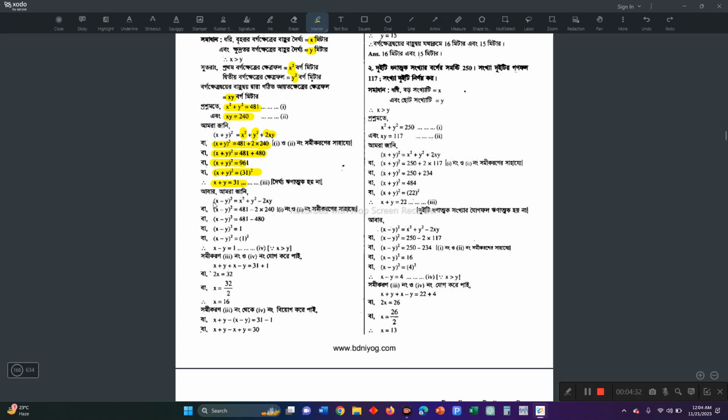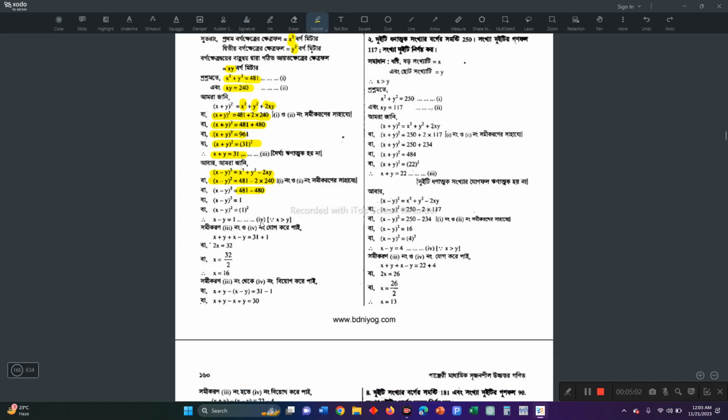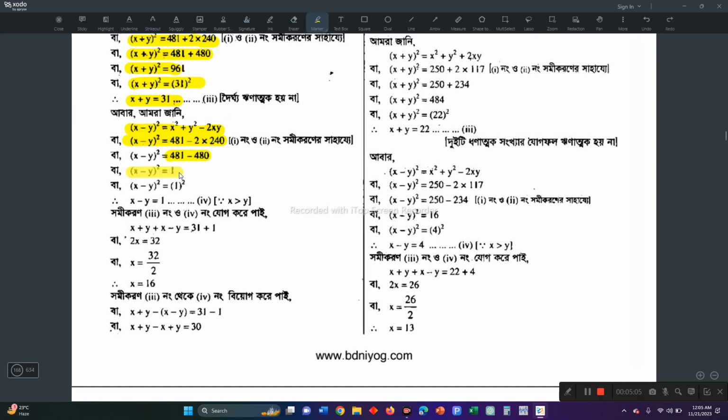Also we know that x minus y whole square is equal to x square plus y square minus 2xy. Putting these values here, we get x minus y whole square is equal to 481 minus 480, since 2xy is 480. So x minus y whole square is equal to 1, or x minus y is equal to 1. Now we have two more equations, equation 3 and equation 4.